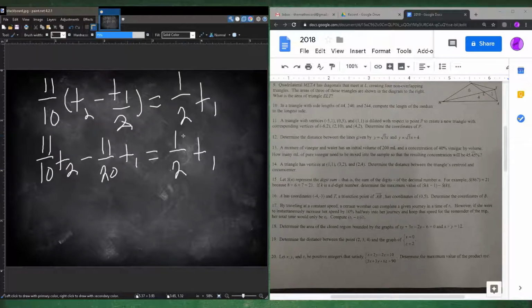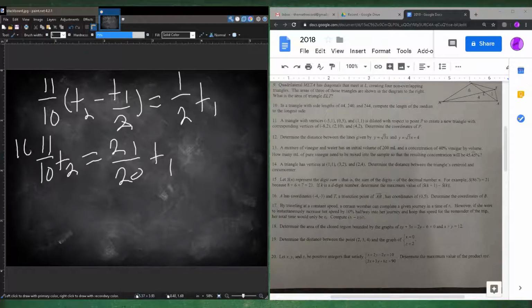So this is also the same thing as 10 over 20. So 10 over 20 plus 11 over 20 is 21 over 20, right? So this would be equal to 21 over 20 t1. And then you basically multiply by the reciprocal, so 10 over 11 times 10 over 11, right?